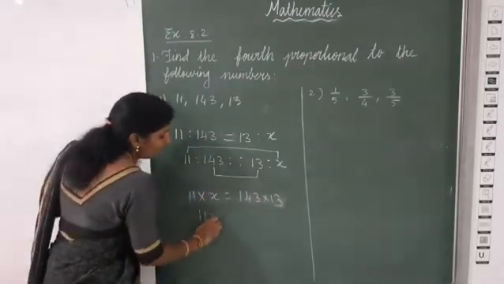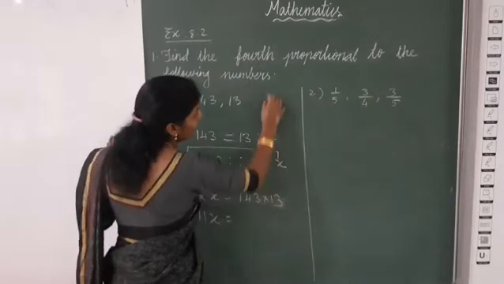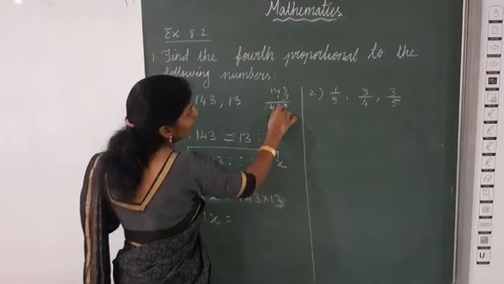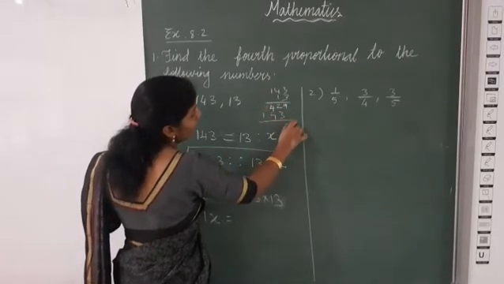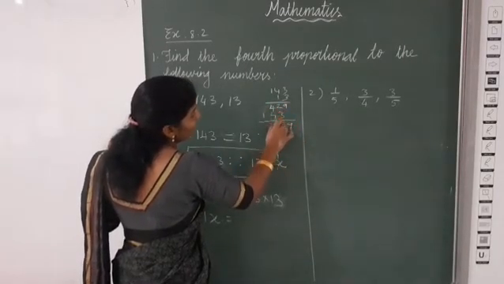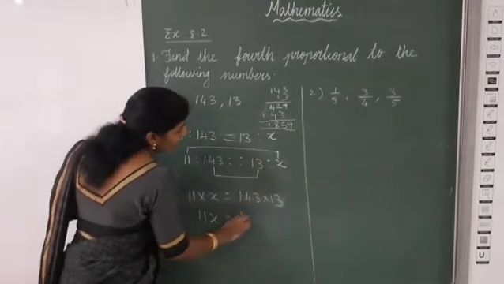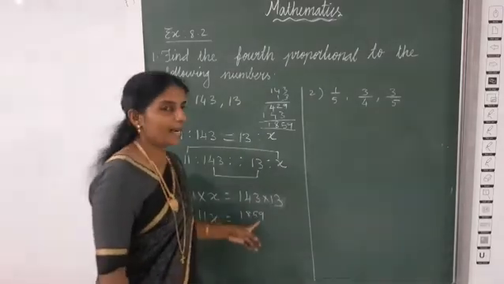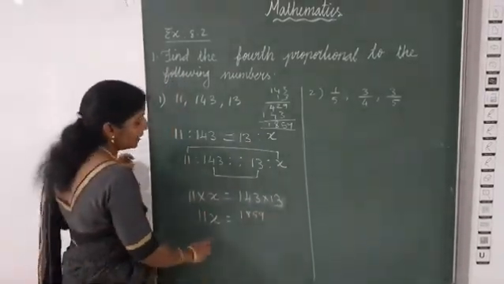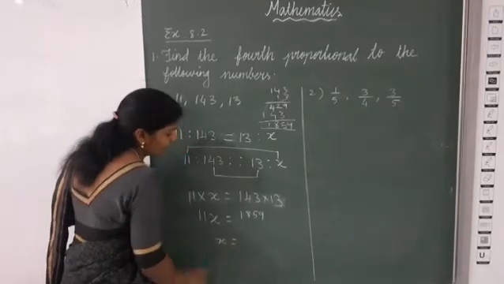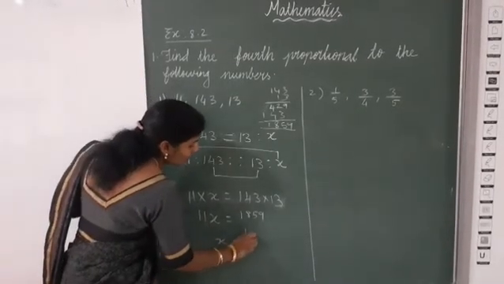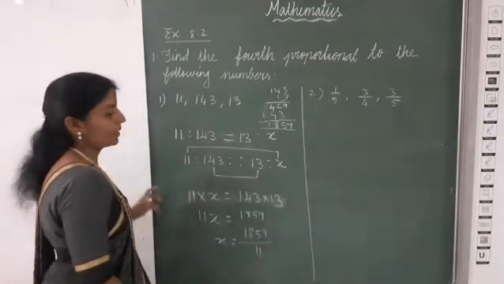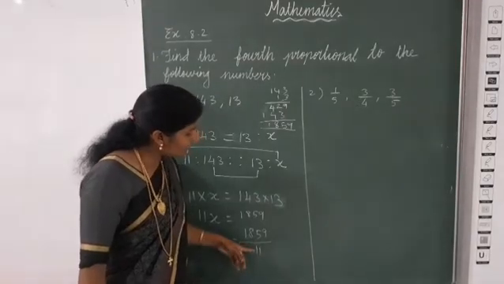11x equal to 143 into 13. That is 1859. Okay, 1859. Now listen here, x equal to 1859 divided by 11. Okay, can you take this 11 table?